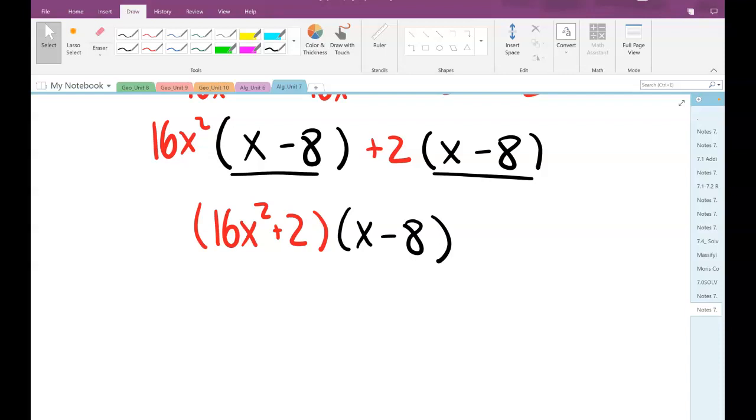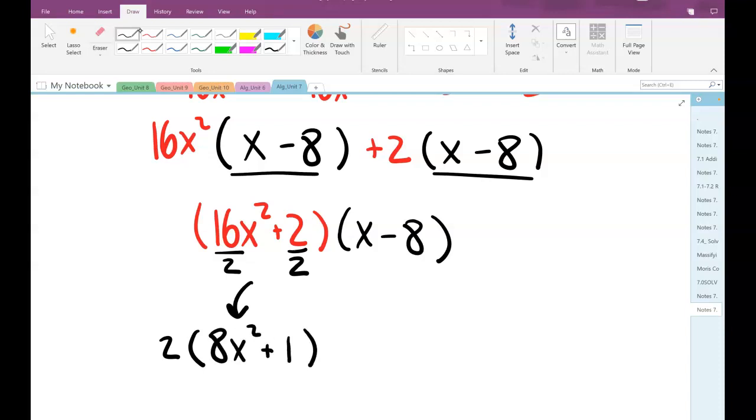So all we do, if we can take another step of factoring, we just say, all right, we're dividing each of these by 2, our greatest common factor again. And then we're writing this piece out as 2, writing in a factored form. So this is 8x squared plus 1. Then we just drop down what we didn't touch.